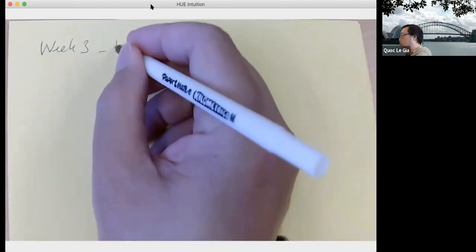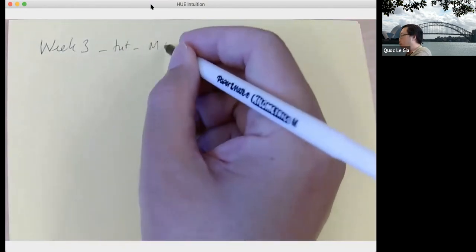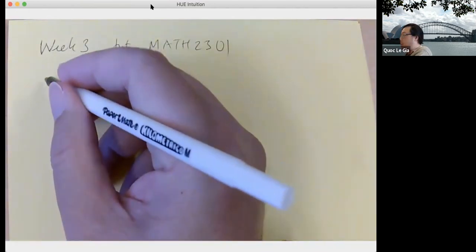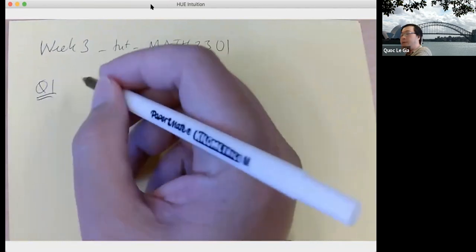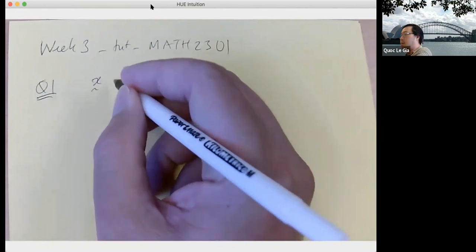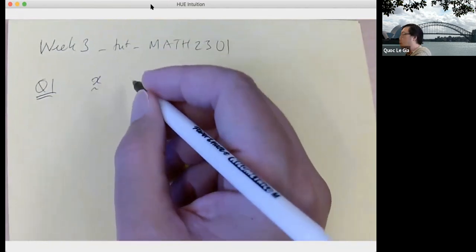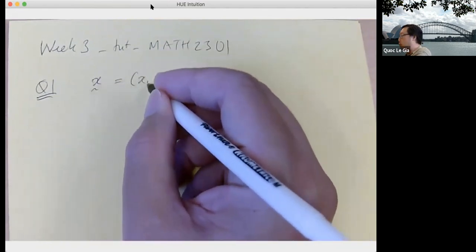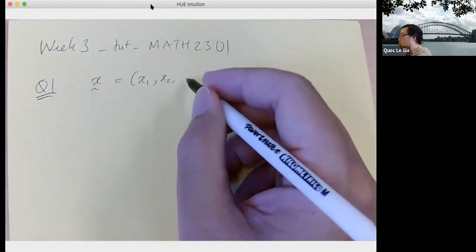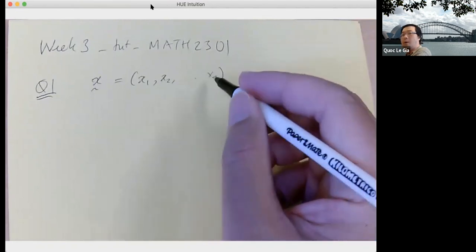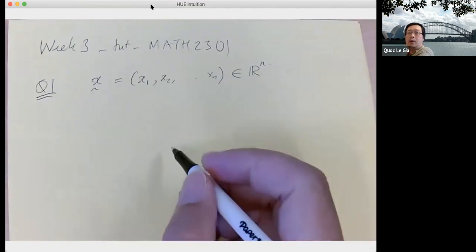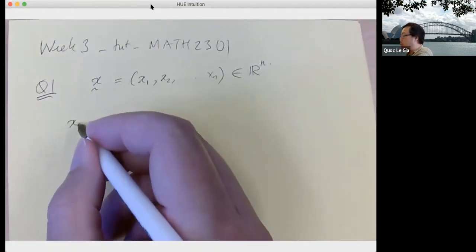Week 3 tutorial, MATH2301. Question number 1, what is the definition of a norm of a vector? So X is a vector in Rn, so it can be written as an n-tuple x1, x2 up to xn. All of them are real numbers, and this one is in Rn. So what is the definition of the one norm?